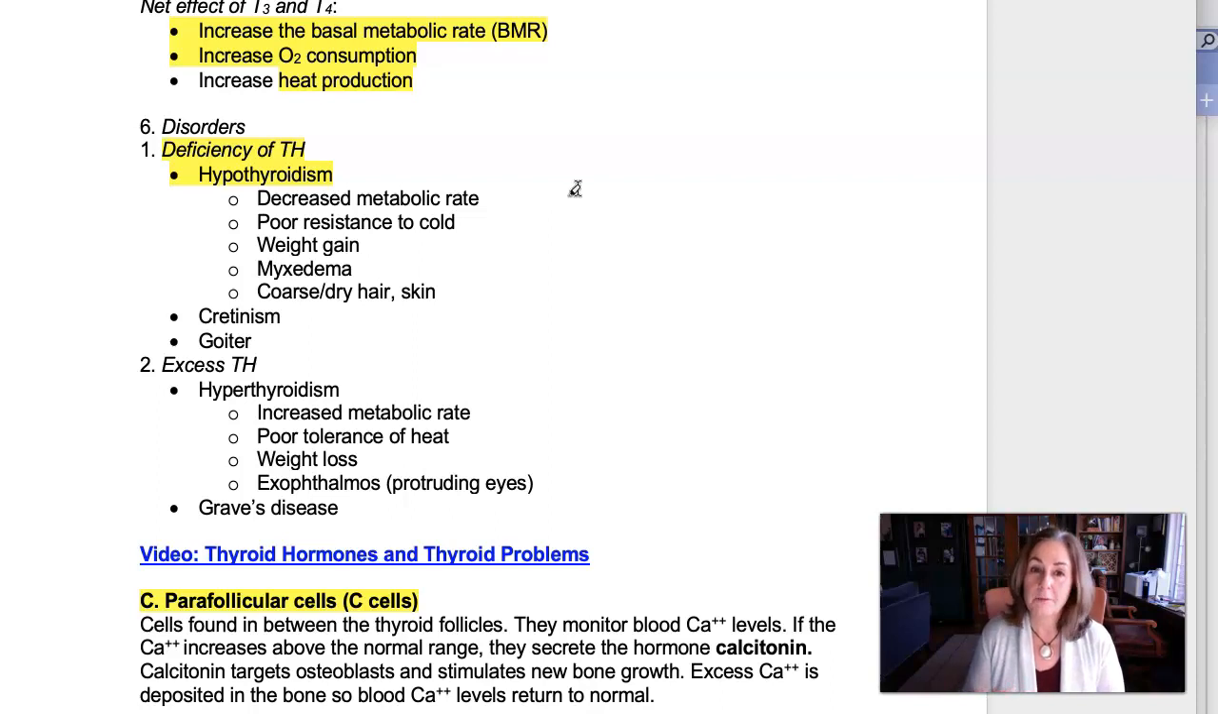If you get more into this, roll up your sleeves and look at the affinity for receptors and stuff like that, but they both work in the same way. They have the same effects. So hypothyroidism: if we don't have enough T3 and T4, and T3 and T4 are stimulating the metabolic rate, you can imagine then you have a decreased metabolic rate.